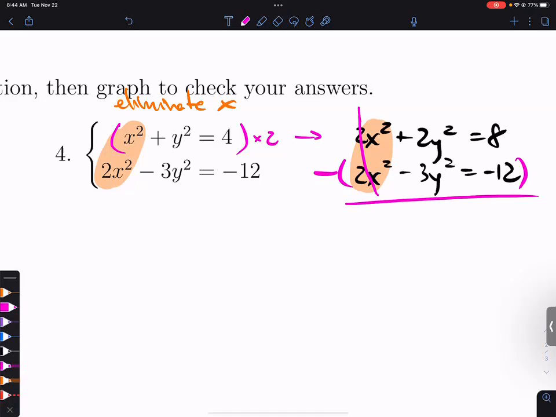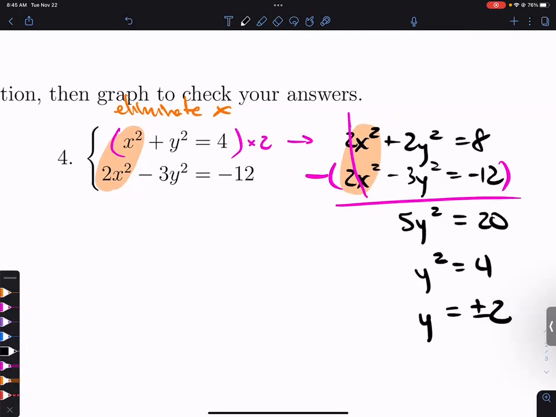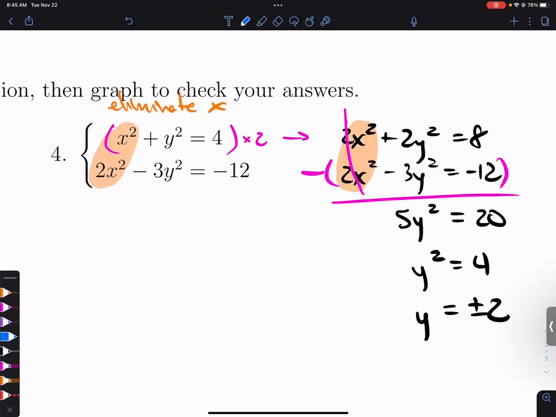So if I subtract these, that's 0. 2y squared minus negative, so plus 3y squared, so 5y squared. And then 8 minus negative 12, so 8 plus 12 is 20. So y squared is 4, so y is plus or minus 2. Once you've got y, plug back in, find x. After that, things should be kind of downhill from there.